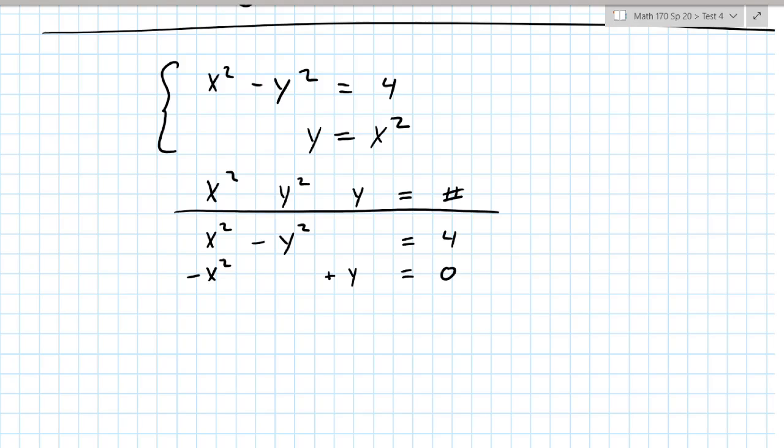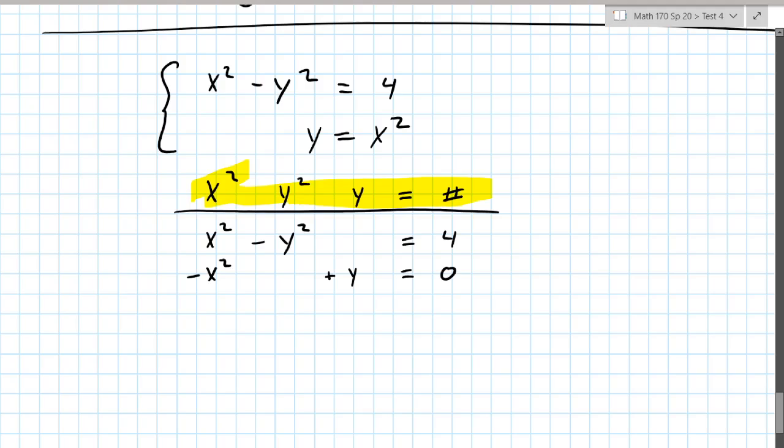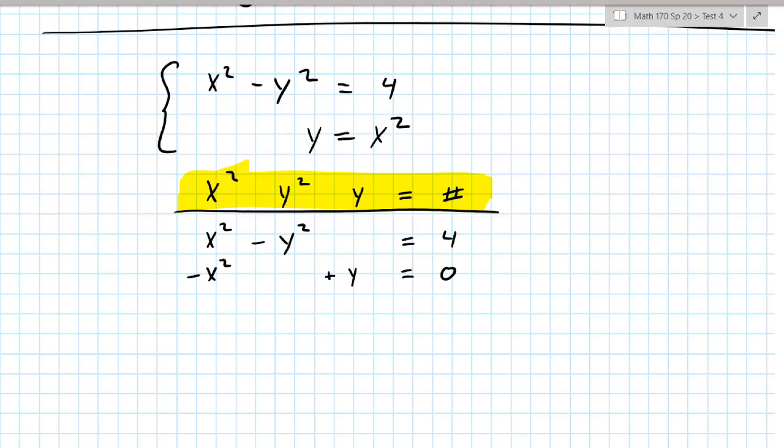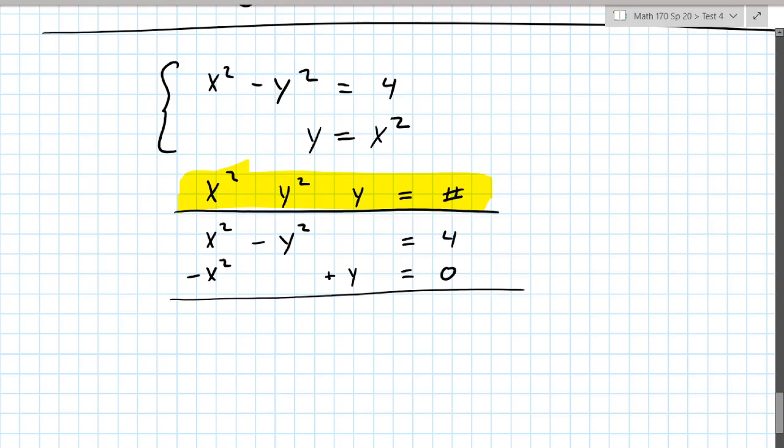So let's get it set up. We've got our x squareds, y squareds, y's, and numbers. And we will just copy down the equations. And here I'm going to subtract over the x squared in equation 2 so that all of the variables are on the left-hand side and we have numbers on the right-hand side. So if I do that, it looks like I can cancel out the x squareds right away without having to do anything. So I'm just going to add these two lines together.